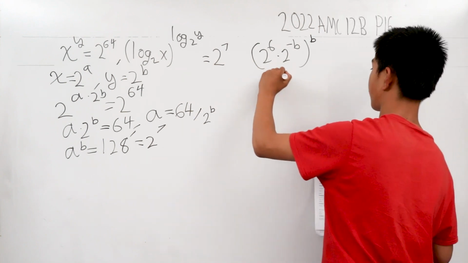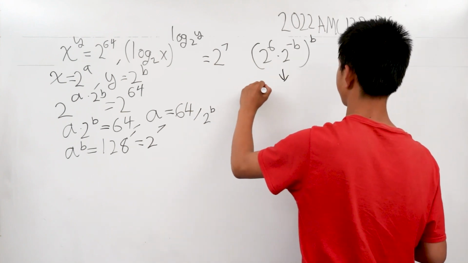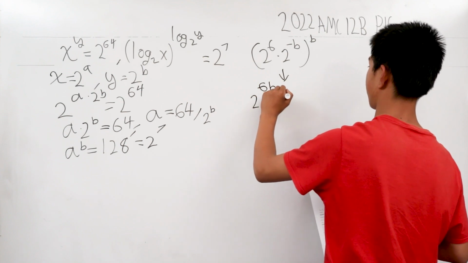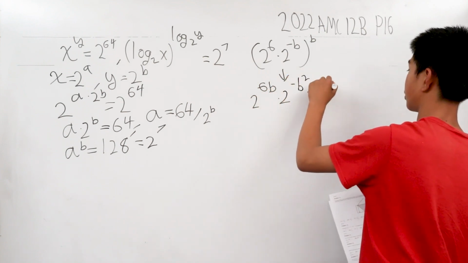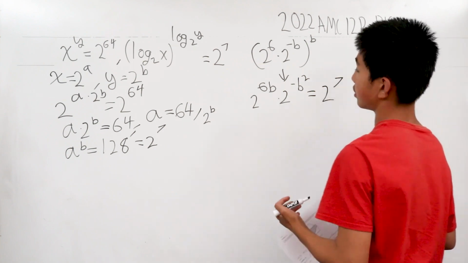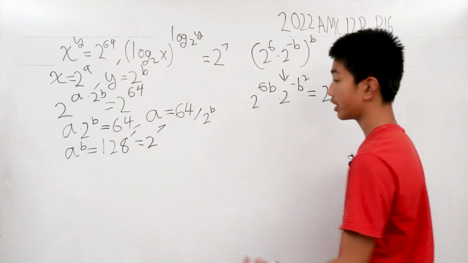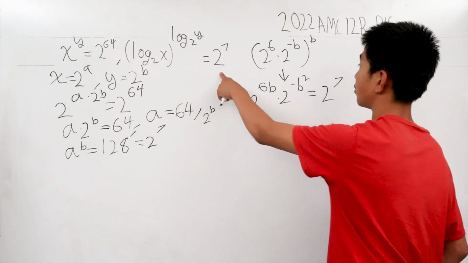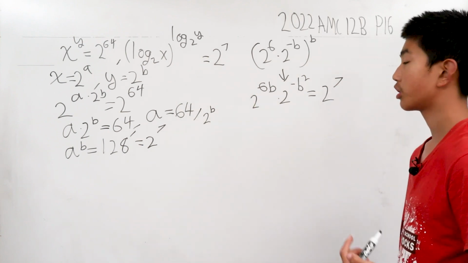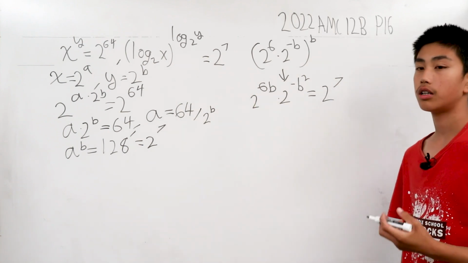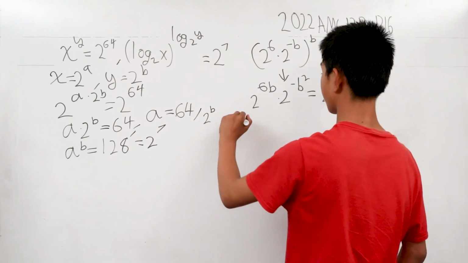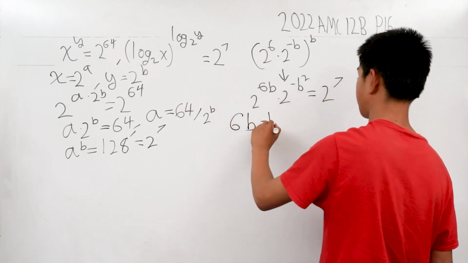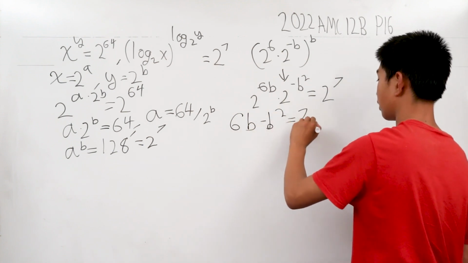This simplifies out to be 2 to the power of 6b times 2 to the power of negative b squared equals 2 to the power of 7, because this is the quantity a to the power of b, which is equal to 2 to the power of 7 by the formulas we were given in the problem. So we can set these powers equal to each other. 6b minus b squared is 7.